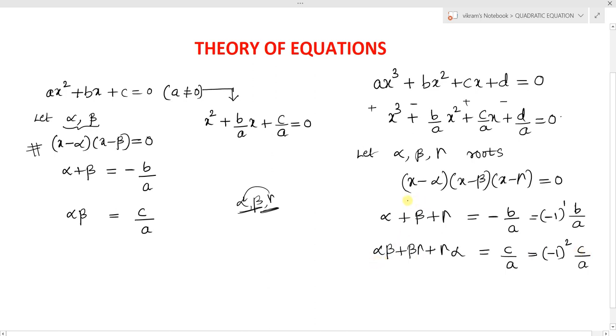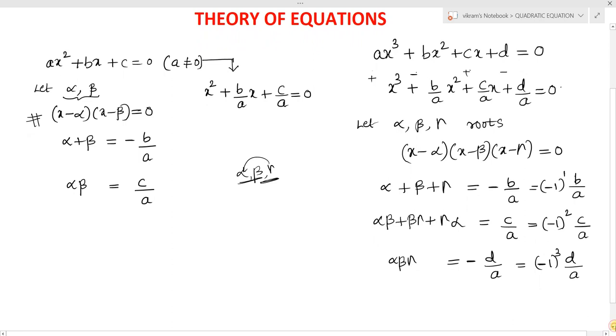Now take the three roots at a time: alpha, beta, gamma. Taking three roots at a time, we simply obtain the product of the roots. With alternating signs, plus, minus, plus, minus, here we obtain minus d by a. We can generalize this as minus 1 power 3, because we are taking three roots at a time, into d by a. I think you are understanding how we are taking the sum of the roots.